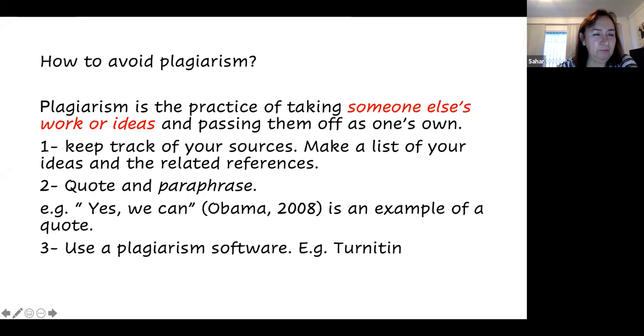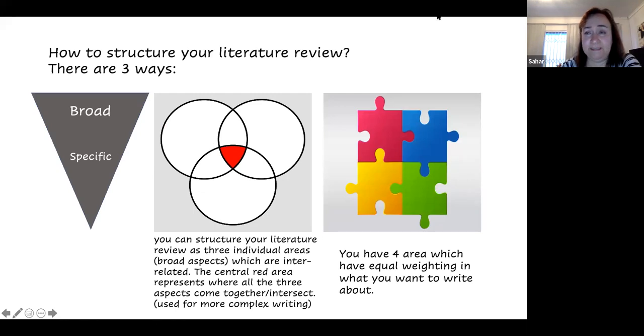How to avoid plagiarism? It's the practice of taking someone else's work or idea. You keep track of your sources, make a list of the ideas and related references, quote and paraphrase. So, for example, here I'm using "Yes, we can" for Obama. Of course, if I ask my students, they won't know that it is for Obama. And use plagiarism software. The plagiarism software usually detects how many words have been taken from the original text.